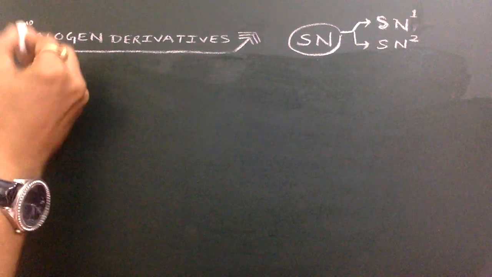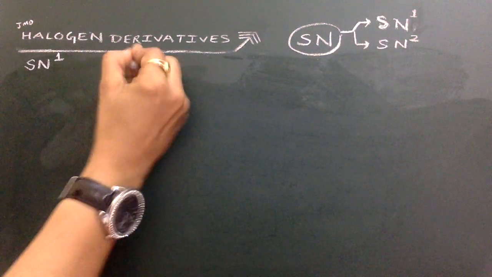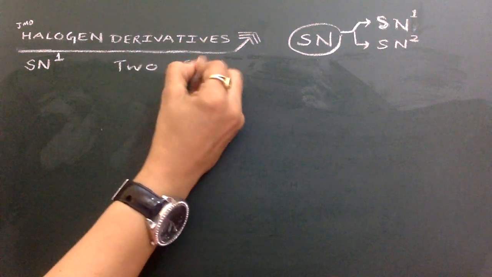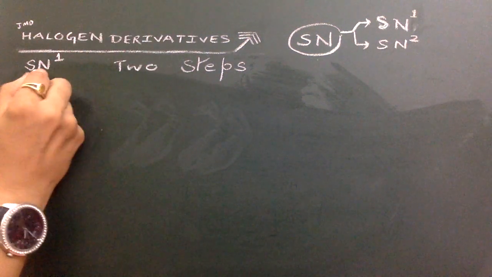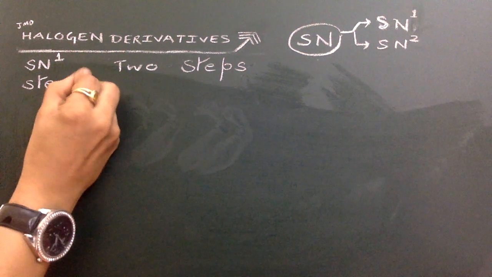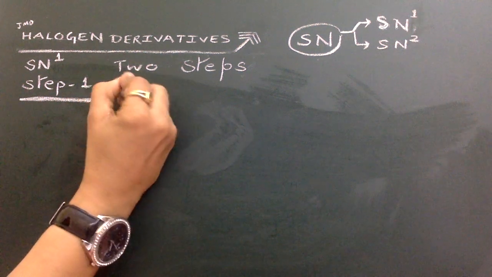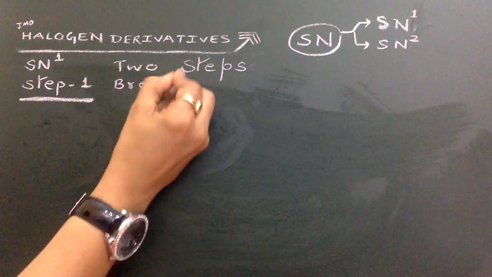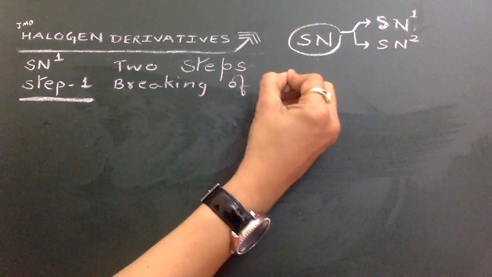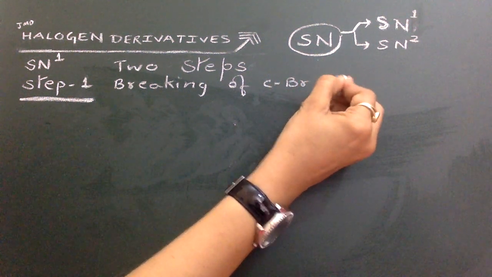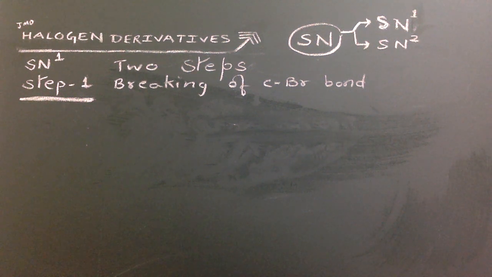See children, we are discussing SN1. SN1 reaction takes place in 2 steps. Let us see what is step 1. Students, in step 1 there is breaking off the CBr bond.